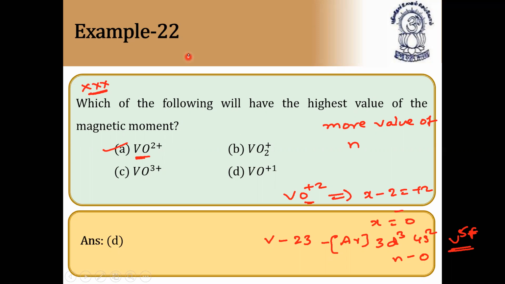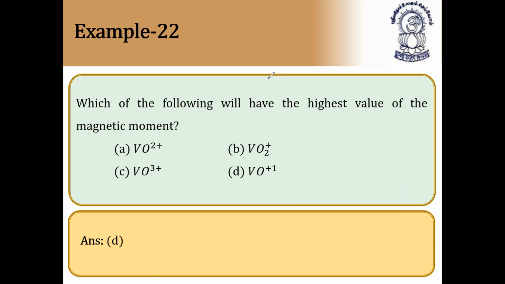We are discussing VO+. So find the oxidation states and find the values of n, and you'll get the answer. Next question. So with this, we have completed all the important questions.